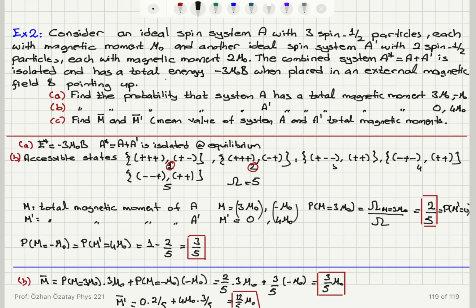So basically what we learned from these exercises and from this discussion is that it is very important that we count the number of accessible states at equilibrium, and we also need to know the number of accessible states that corresponds to a scenario where we have a particular value of a parameter of the system, because the ratio gives me the probability of that parameter having that value.